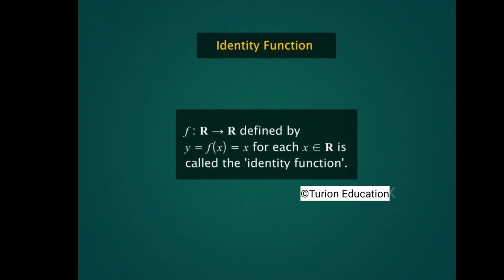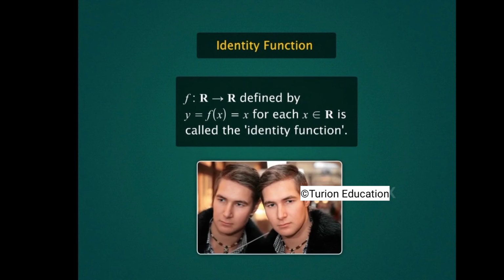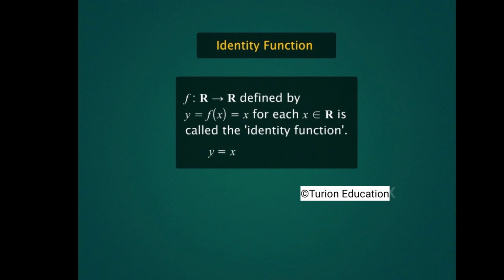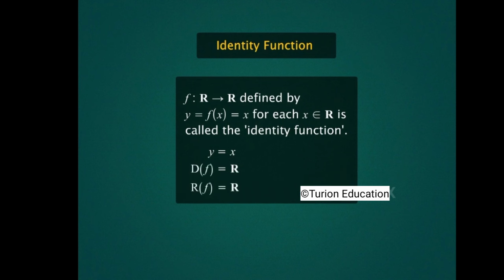Let's start with the first function, called the identity function. This function maps each element of the domain to itself. A function f from the set of real numbers to itself, such that f of x equals x for all x in the domain of f, is called the identity function. The identity function is like a mirror image. It maps each element of the domain to itself. The domain as well as the range of the identity function is the entire set of real numbers.